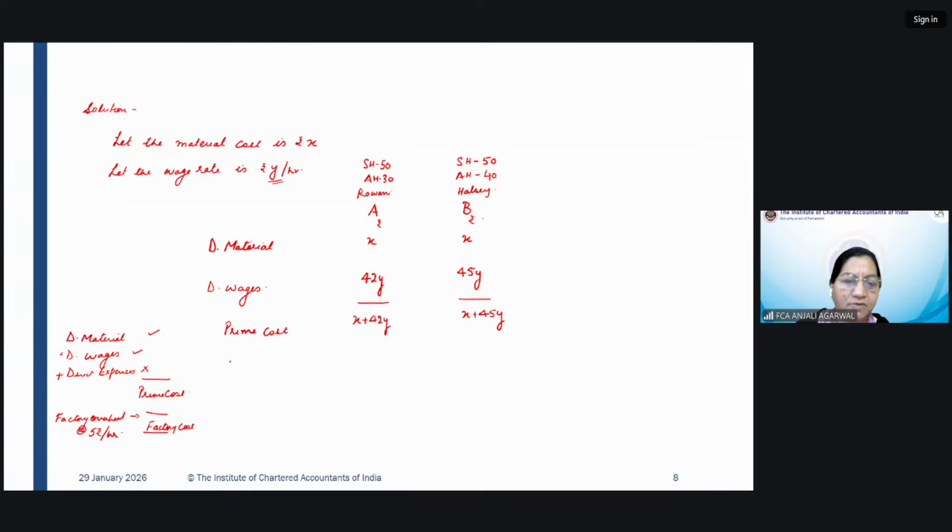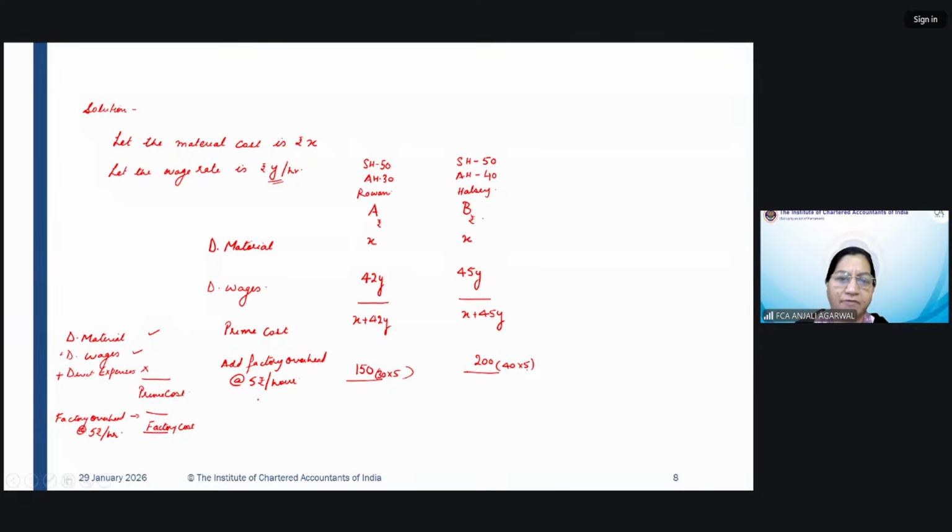And on this prime cost, you will add factory overheads at the rate of 5 rupee per hour worked. So as A has taken 30 hours, this will be 150 rupees, 30 into 5. And for B, it will be 200 rupees, 40 into 5.